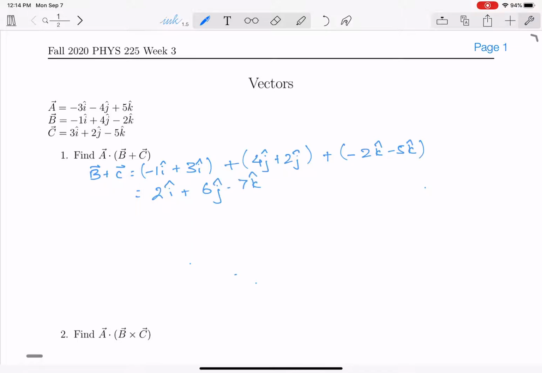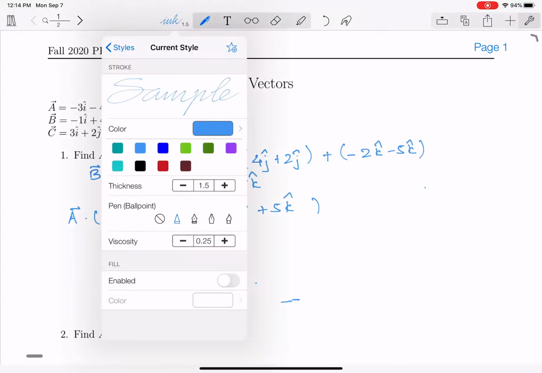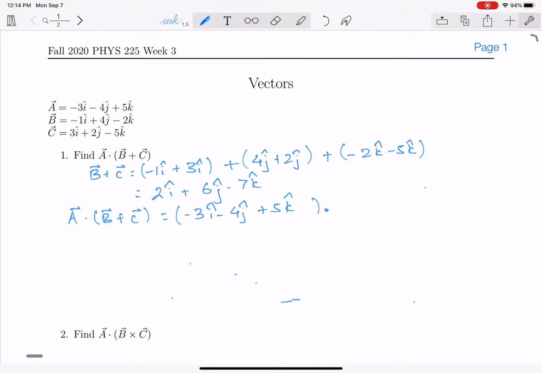Now you take a dot product with A dotted with B plus C. So you write both of the vectors here. A, that is negative 3i hat, negative 4j hat, plus 5k hat, dotted with 2i hat plus 6j hat minus 7k hat.